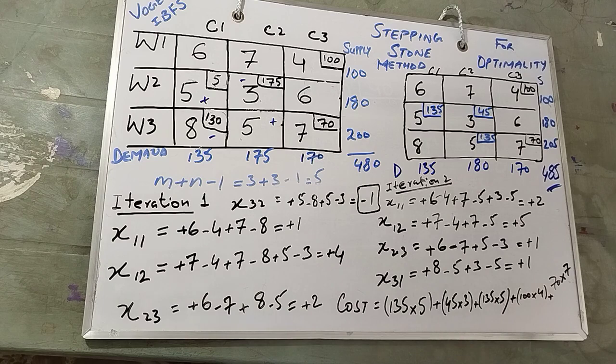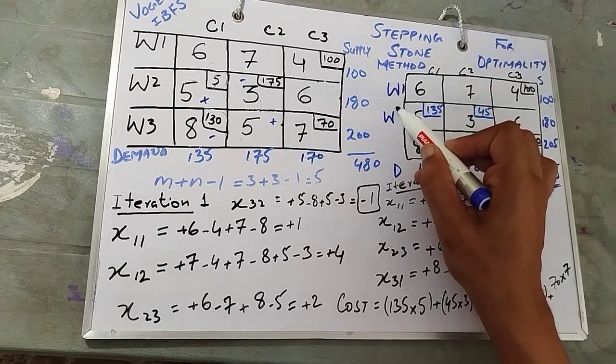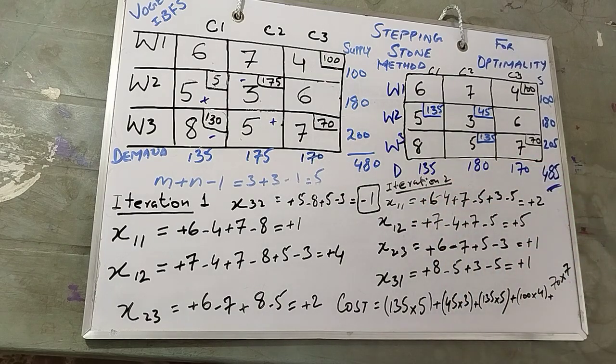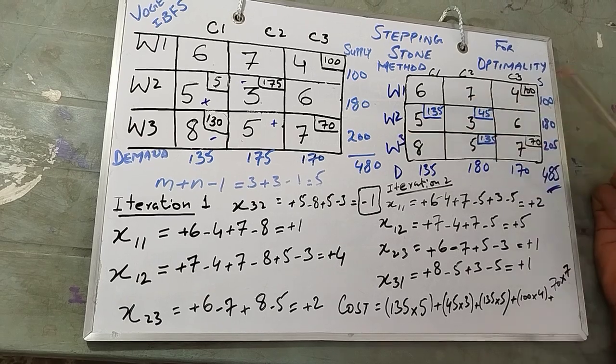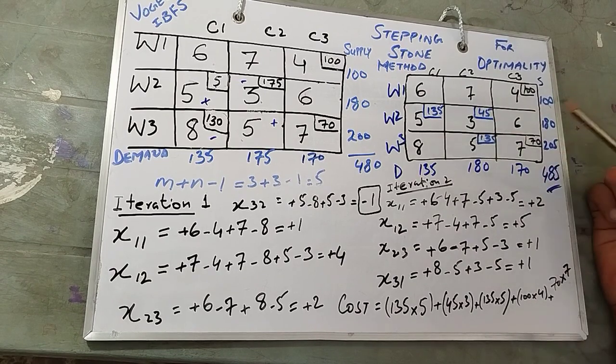So this cost will be the optimal cost to supply these 3 customers from the 3 warehouses: warehouse 1, warehouse 2, warehouse 3. So this will be the optimal cost, and we need to supply these quantities: 135 from warehouse 2, 45 from warehouse 2, 100 from warehouse 1, 135 from warehouse 3, 70 from warehouse 3. Thank you very much.